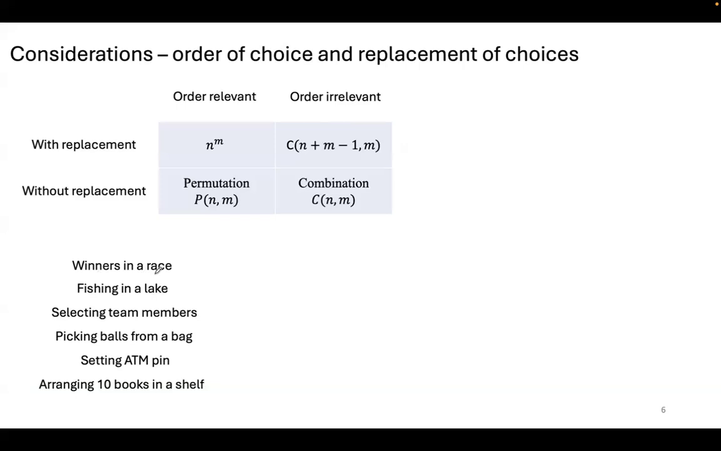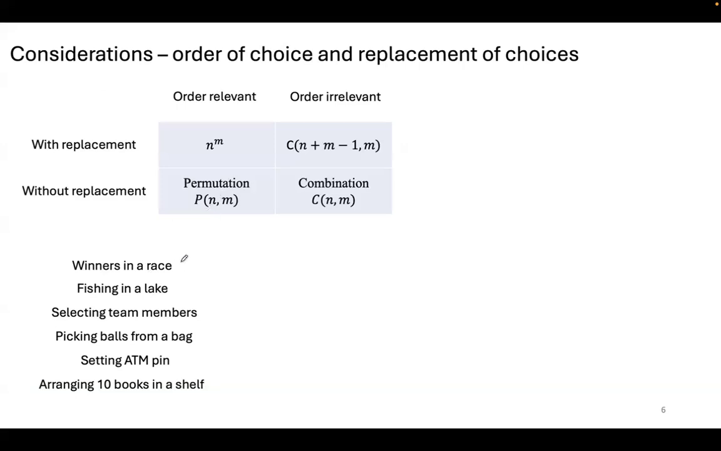So when we're talking about winners in a race, if nothing has been explicitly mentioned, then winners in a race would generally follow the order, right? So order is going to be relevant. Who comes at the first position, who's second, who's third, that's important, right? And a person who has come first cannot come second, so you're not replacing, you have to go without replacement. So in questions like those, permutation based solutions are what you would look for, right?